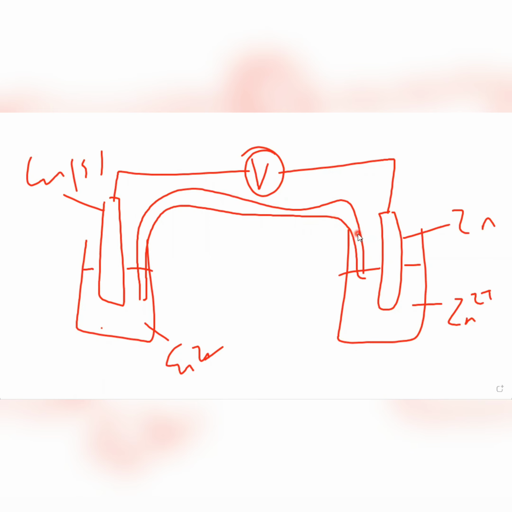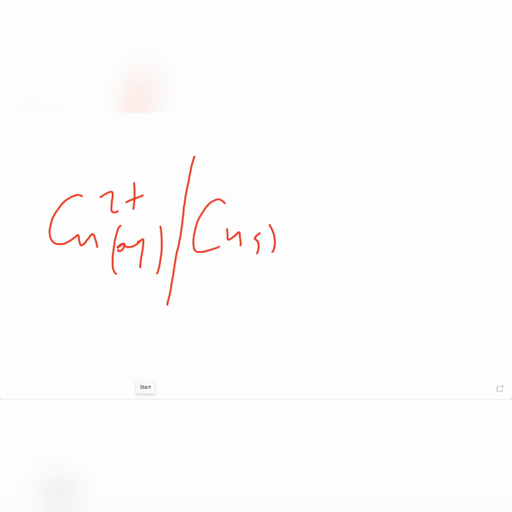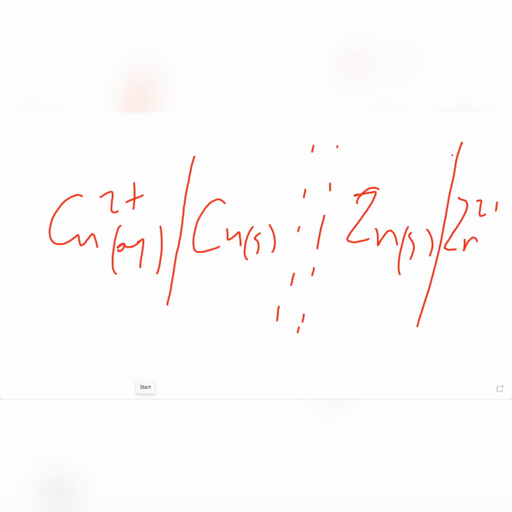Now we can actually denote this cell, or write it in shorthand in a certain way. Let me just clear all drawings here. Instead of drawing all of that, what we could write is Cu2+ aqueous, and then a phase boundary between that and the metal. Then between that, we have what we call the salt bridge, and that is how it is denoted. Then you have your zinc solid, and a phase boundary between that to go into zinc 2+, which is aqueous. So we could write that electrochemical cell in shorthand like that.